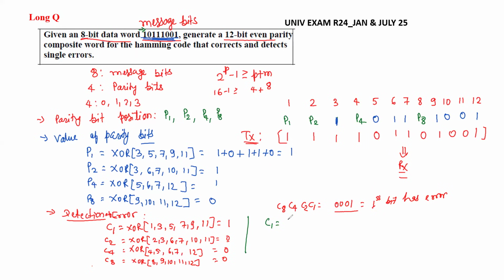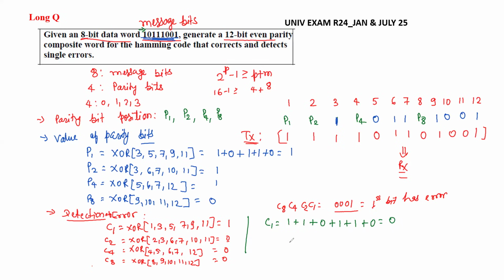First bit is 1. Third bit is 1. Fifth bit is 0. Seventh bit is 1. Ninth bit is 1. 11th bit is 0. So here the number of ones is already even, so here C1 is 0.